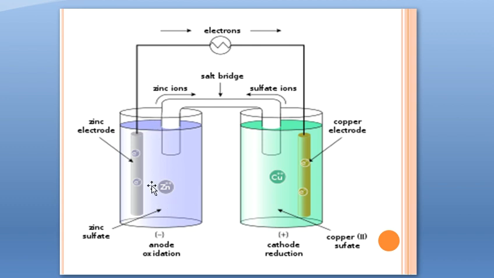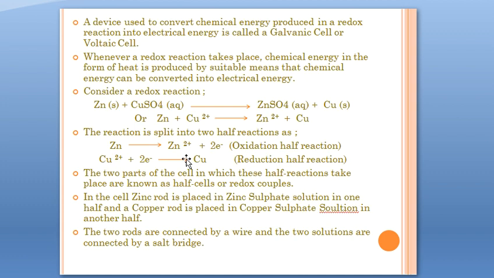Now this is the oxidation half, this is the reduction half. This cell has two halves. This is our oxidation half, this is the reaction taking place there, this is the reduction half. Together these are called half reactions and the cells are called half cells.